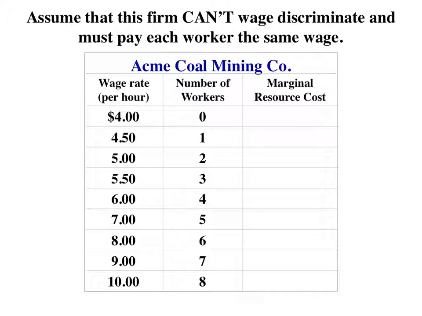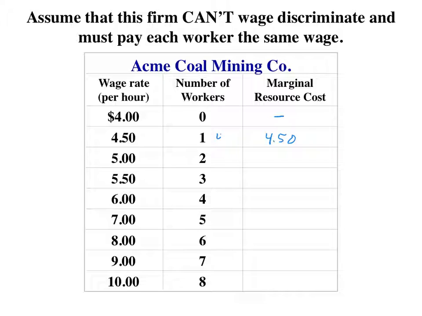Okay, so this is what happens when a firm becomes a price setter. If they want to hire at a $4 rate, they're not going to hire any workers. If they hire at $4.50, they're going to hire one worker at $4.50. The marginal resource cost is $4.50.